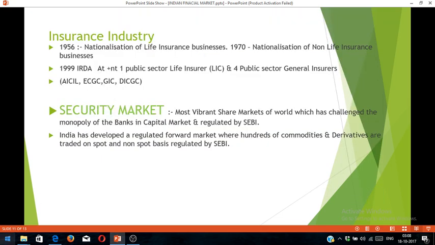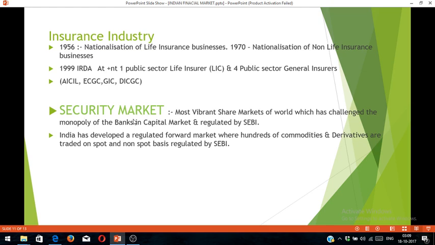Now we'll talk about the insurance industry, because insurance companies are also a main player of the Indian capital market. Insurance was first nationalized in 1956, when LIC was nationalized, and in the 1970s the non-life insurance businesses were nationalized. In 1999, IRDA was established. At present there is one public sector life insurer, LIC, and four public sector general insurers: AICIL, the Agriculture Insurance Company of India Limited, ECGC, the Export Credit Guarantee Corporation, the General Insurance Company, and the fourth one. These work in the insurance sector and invest mainly in the capital markets.